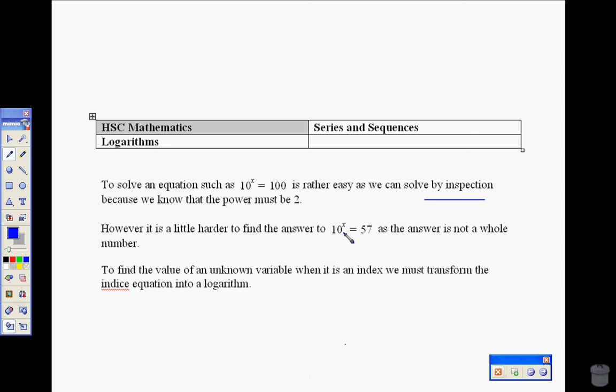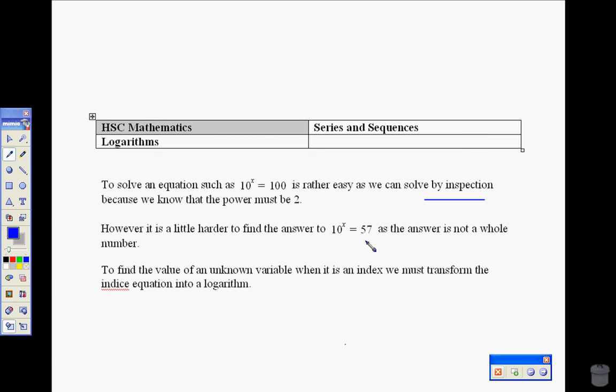But what about 10 to the power of x is equal to 57? It's not a whole number. It's not as nice a value. So there's no way you can say, well, divide by 10, or take the 10th root, or anything. It doesn't work like that with these types of questions. So we need to come up with a different way to solve these ones.